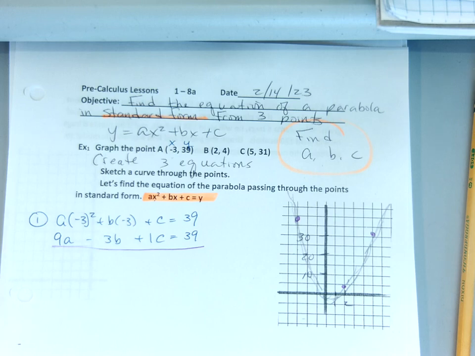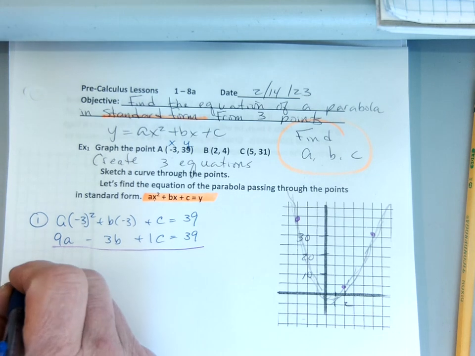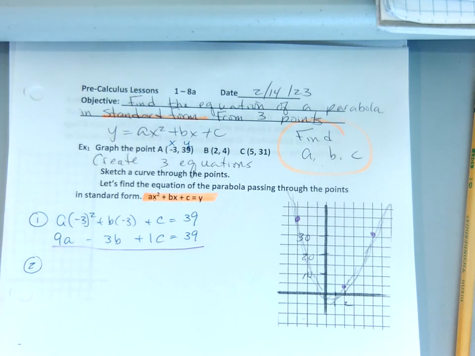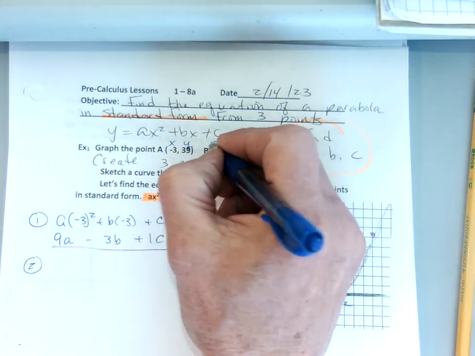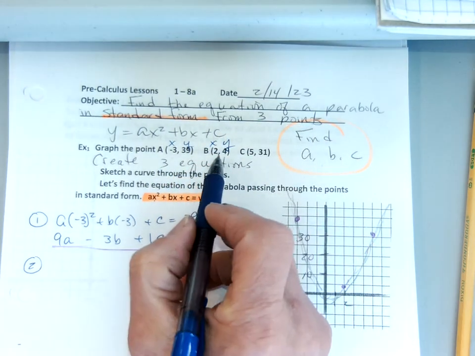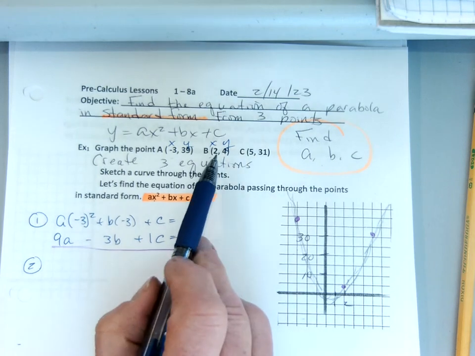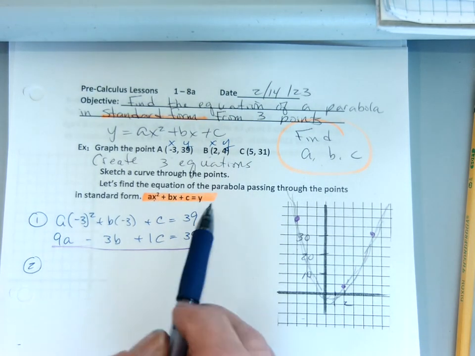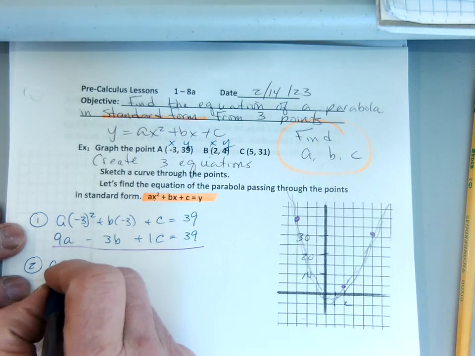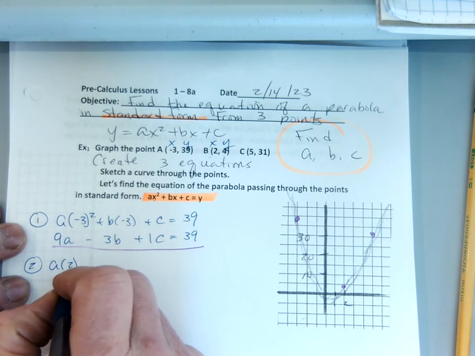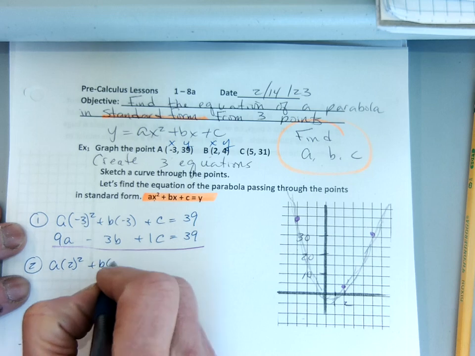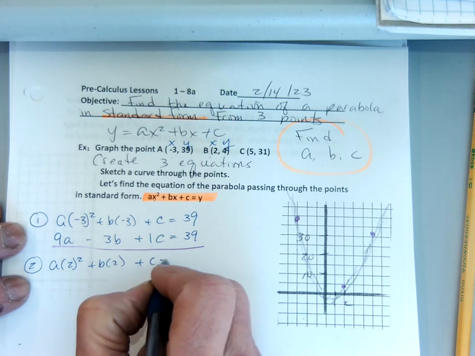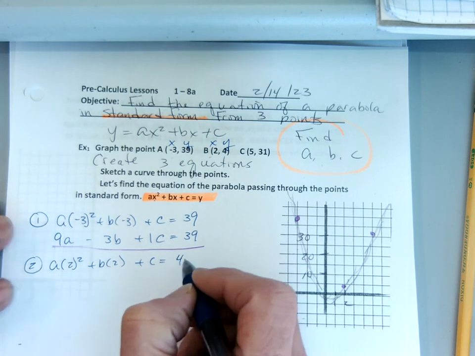Okay, and then again, equation 2 is going to be made from point 2. So I will take the x and the y value, which is my 2 and my 4. I'll put my 2 in for both x values, and I'll put the 4 in for y. So I'll rewrite this as a times 2 squared plus b times 2 plus c equals 4.